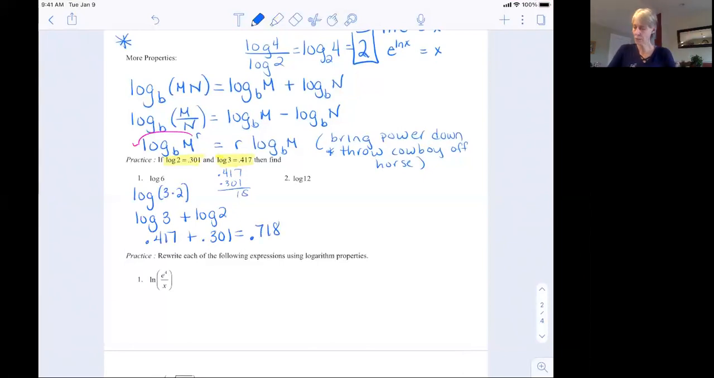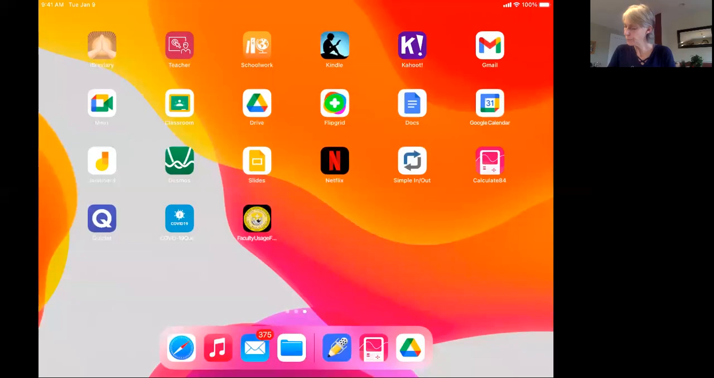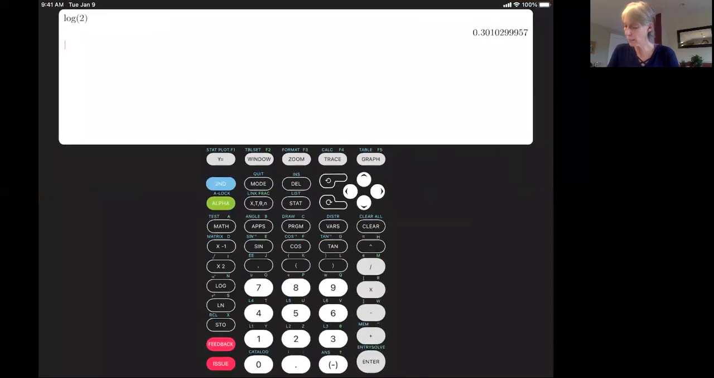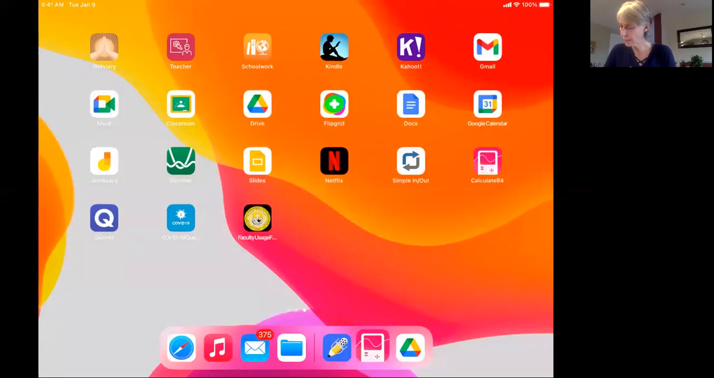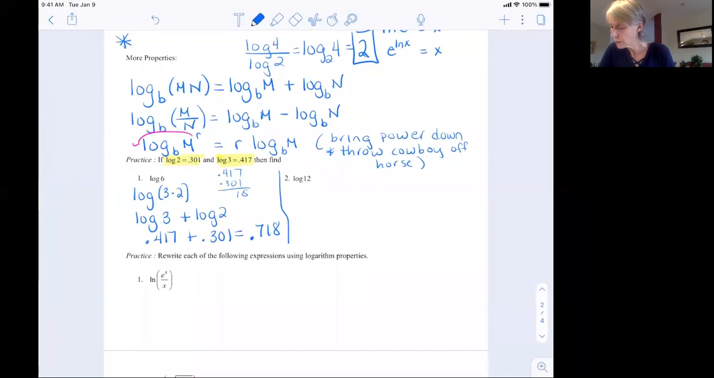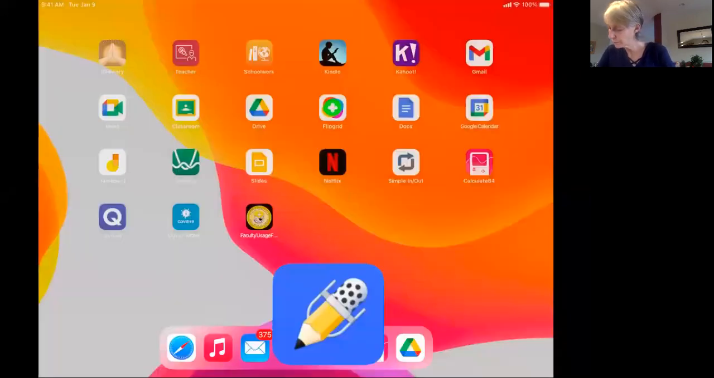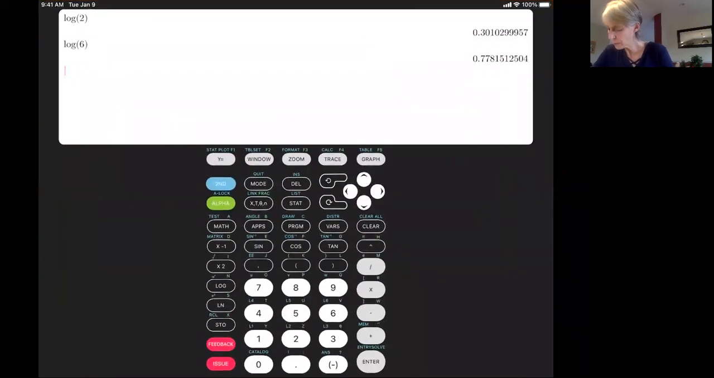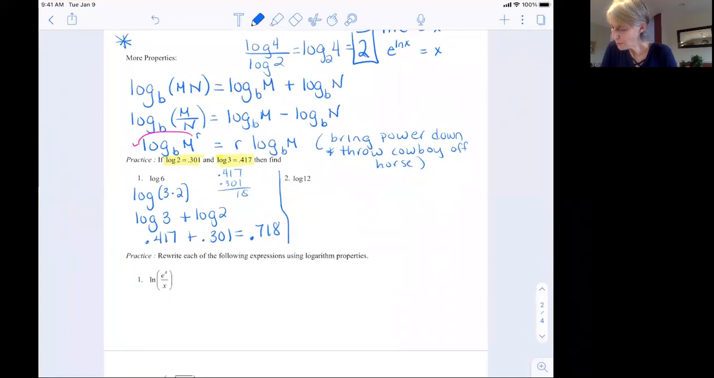Now I'm just going to go back for a second and hit log 6 on my calculator and see what I get. Oh, I added wrong. You get 0.778. Or I copied something down wrong. Leave it to me. Sorry. Yeah, log 3 is 0.477. That's my bad. Log 3 should be 0.477. And then it should work.